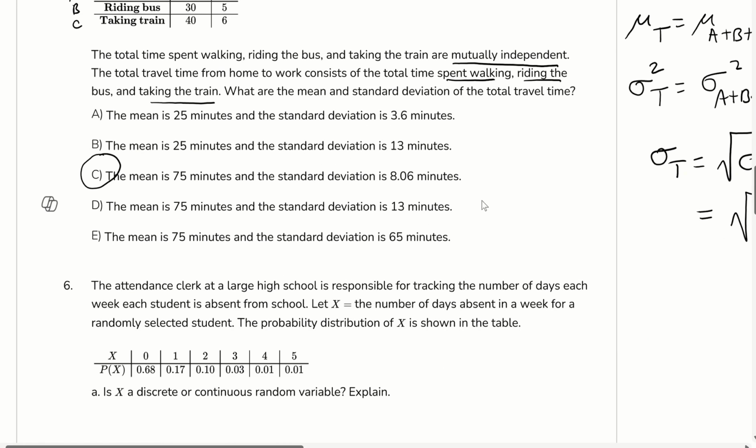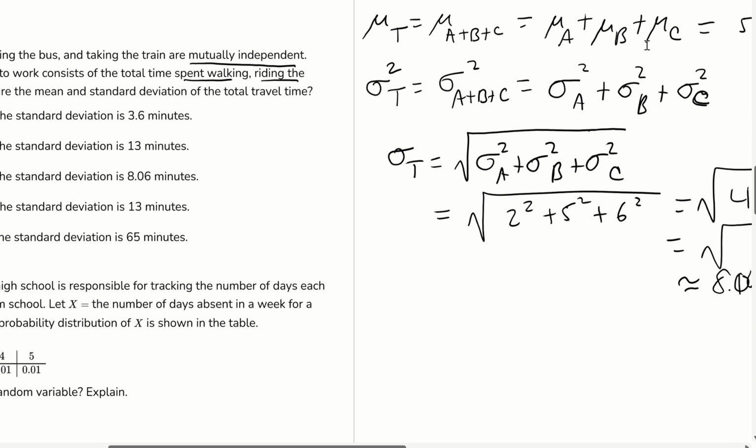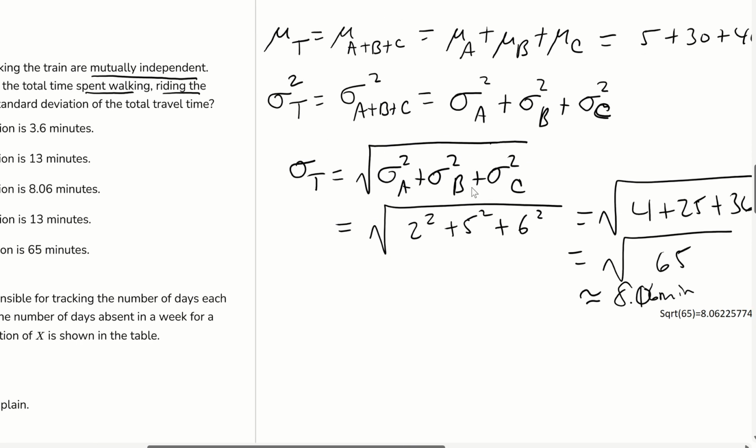Okay, so just be careful with standard deviations. The means you can add together. You cannot add standard deviations together. You can only add variances together. And so to do the standard deviation, you can take the square root of the sum of the variances.